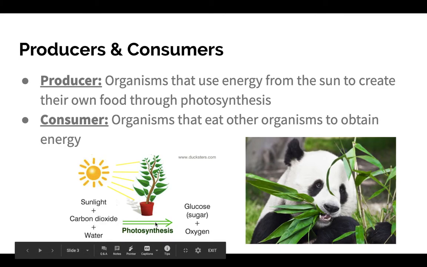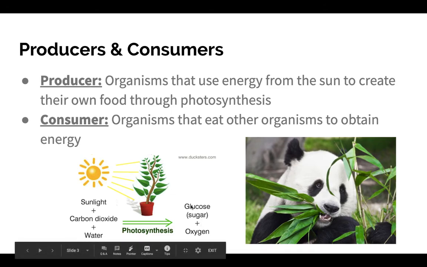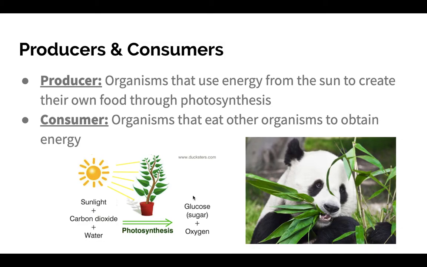Those raw materials go through the process of photosynthesis, and what's created is a type of sugar called glucose and oxygen. The extra oxygen is released. That's what you and I breathe in. And then this glucose, the sugar, is used as a food source for both the plant and for other organisms, which leads to our second term, consumer.